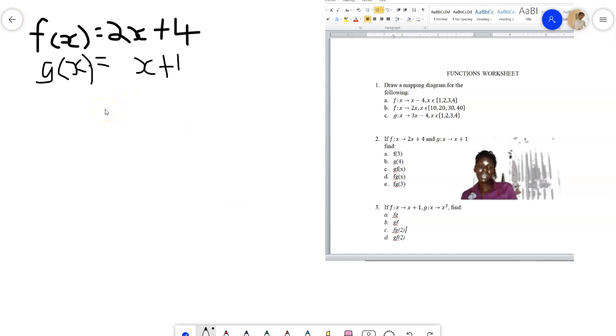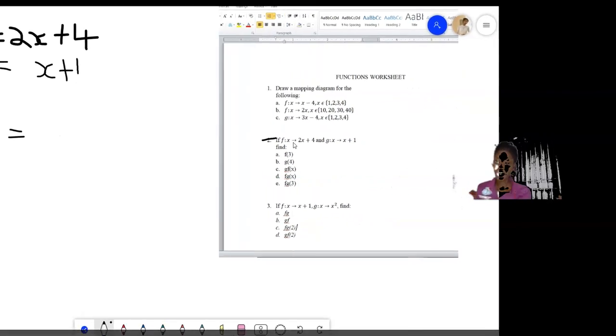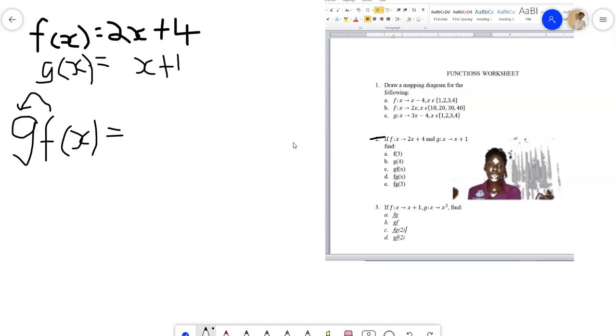Alright, so the next question, part C, remember we're looking at number 2, part C, it asks us to find gf of x. Now, remember that when you're doing composite function, the function on the right is going into the function on the left. However, when we attempt to answer the question, we write the function on the left first. So what is composite function? What you're doing is substituting one function into the other function.